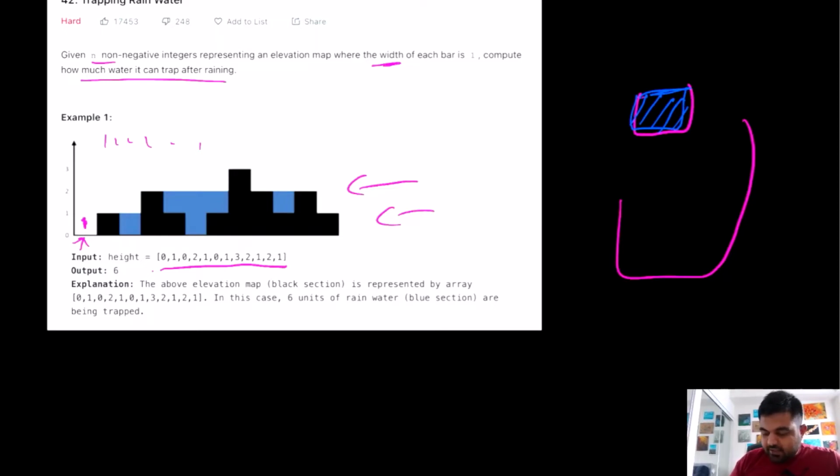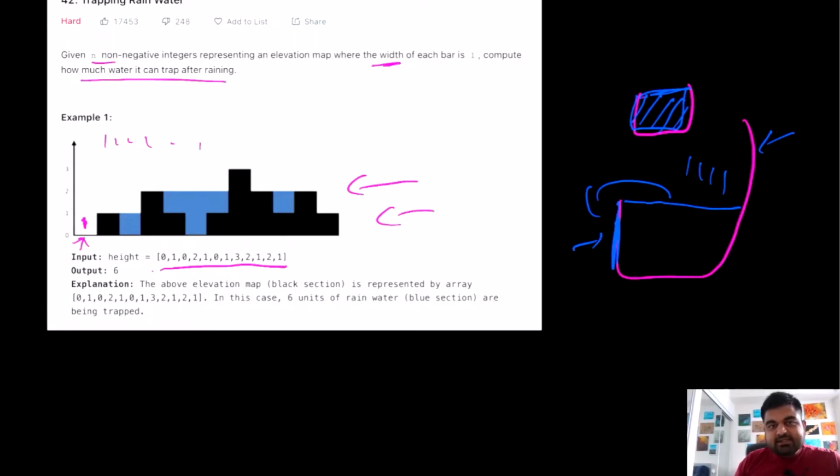Same goes over here. We can only fill water up until this point, because on the left side the edge is only up until this point, not more than that. Though on the right side the edge is higher, if rain falls and more water falls on top of it, all the water is going to spill out, and no amount of water is going to be stored. So that is one key important part: to understand how water is stored.